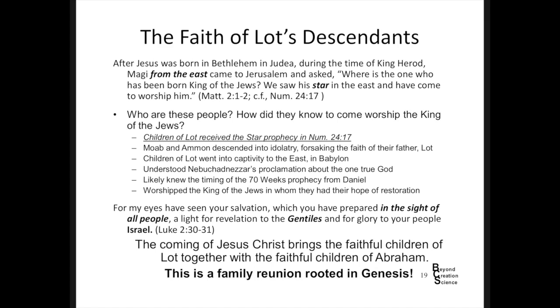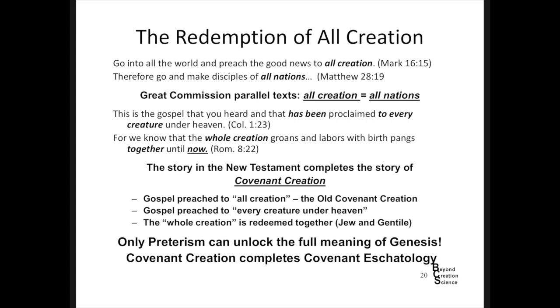In fact, I would go so far as to say that covenant creation is the only option that makes sense out of the New Testament. Consider these passages, and they're parallel passages. In Mark, we have the Great Commission: go into all the world and preach the good news to all creation. And then in Matthew, we have: therefore go and make disciples of all nations. Place those parallel texts right next to each other.